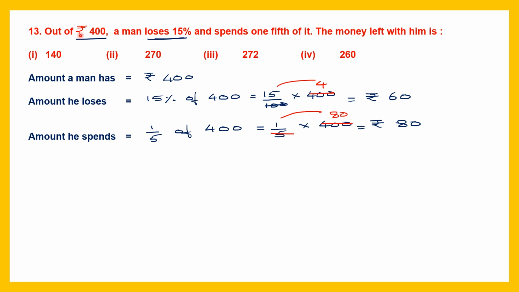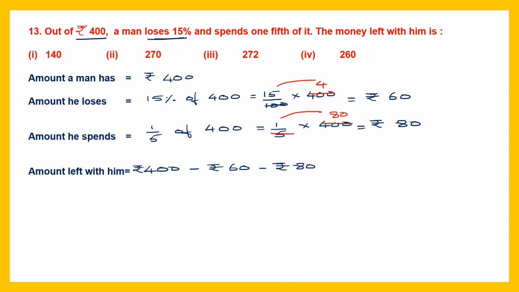So initially he had 400 rupees. From that first he spent 60 rupees and then he spent 80 rupees. So now we have to find out how much of money is left with him. So the amount left with him will be the total amount, that is 400 rupees, minus we take away 60 from it and we also take away 80 from it, minus 80. Or we can add up these two amounts, 60 plus 80, this is the amount he lost and he spent, and minus it from 400.